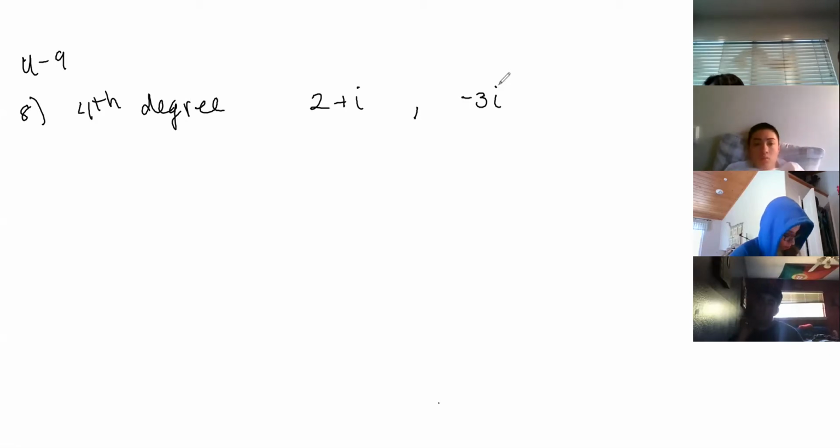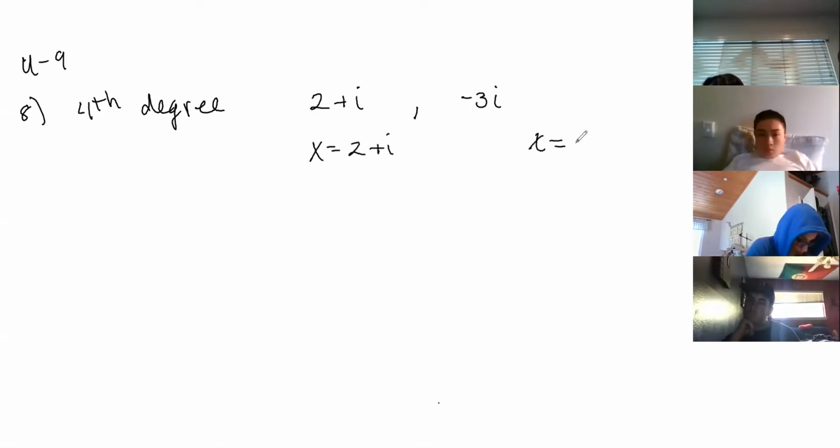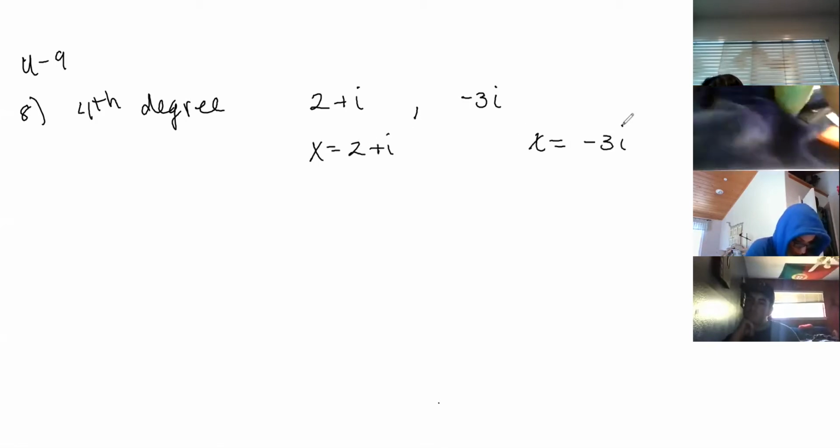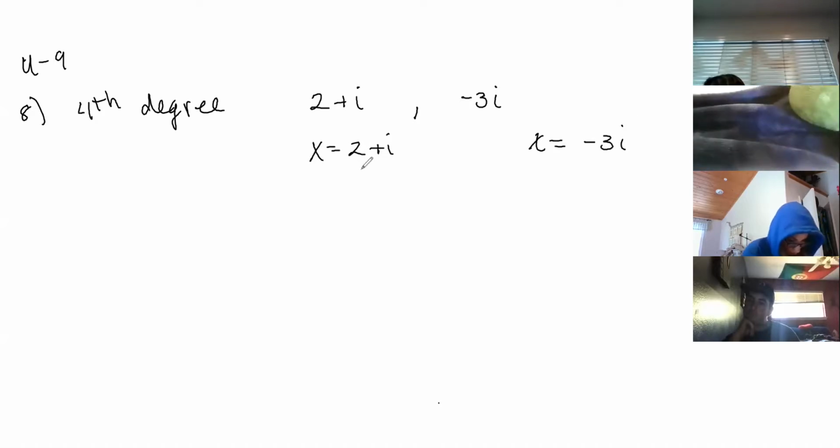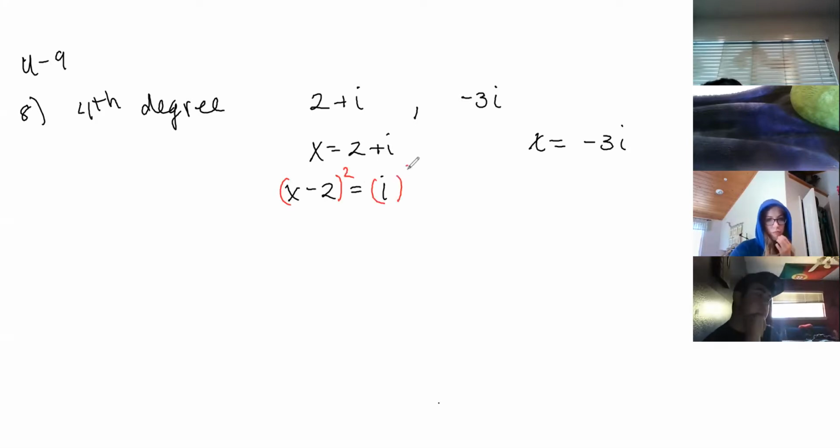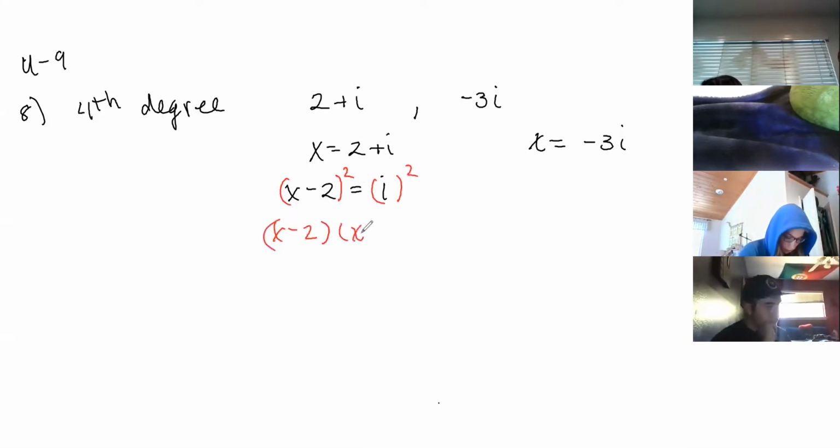All right, I'm going to do the same thing I did earlier. x equals 2 plus i and x equals negative 3i. On this one, I have some subtracting to do. What am I going to subtract? The 2. And then what do I do to both sides to get rid of the i? Square it. And what is i times i?